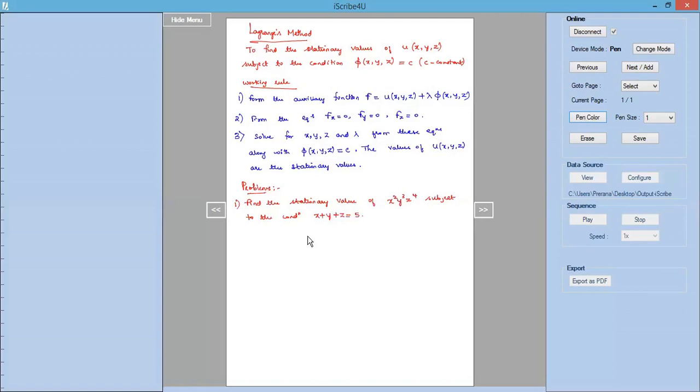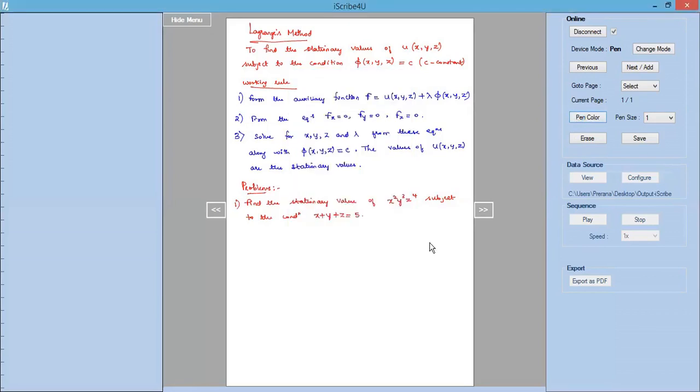So here we compare the given question with the standard form. We will be having the given function in the form of u of x comma y comma z. So here the function is x square y cube z power 4, which is denoted by u. And the subsidiary condition will be mentioned in the form phi of x, y, z is equal to c. So here the condition is x plus y plus z is equal to 5.